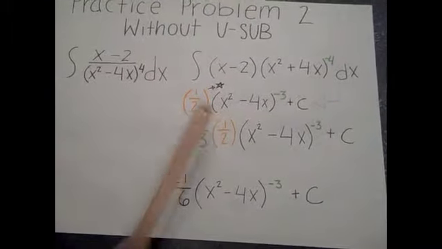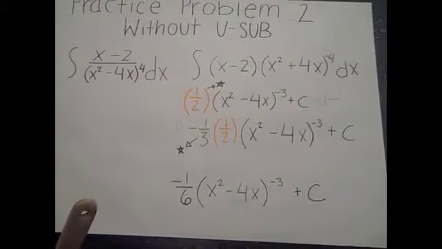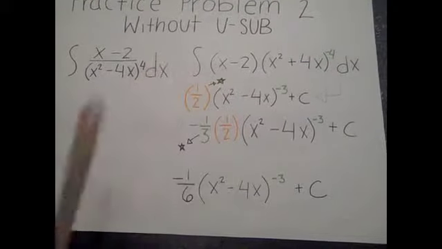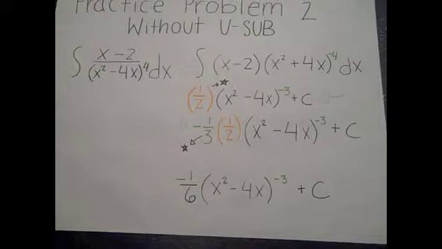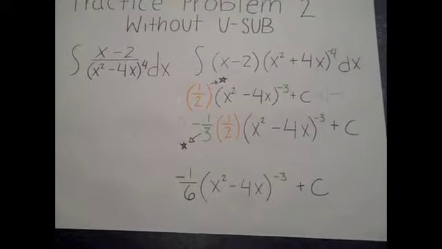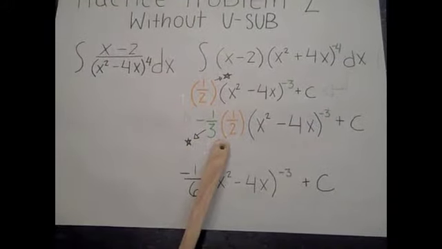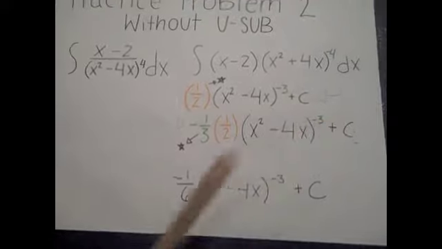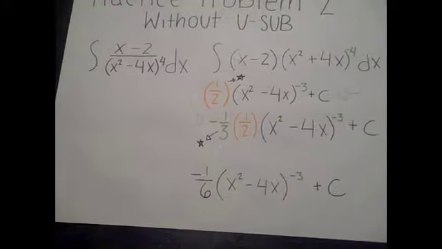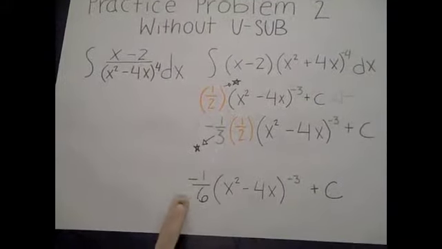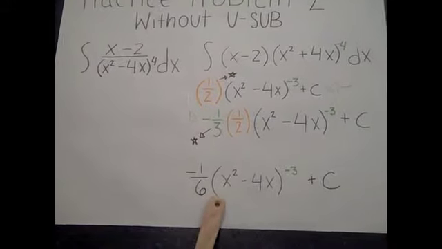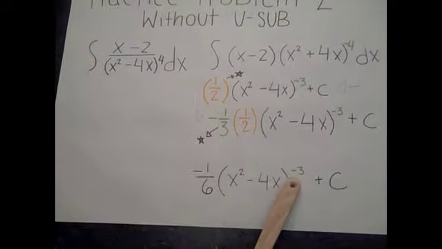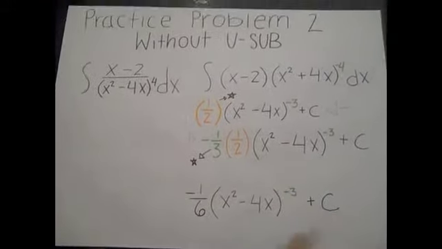The 1/2, as shown in orange with a star next to it, is the undoing of the chain rule. And the step below, where the negative 1/3 is added, is the undoing of the exponent rule. The coefficients are then combined, and the final result is negative 1/6 times x squared minus 4x to the negative third, plus c.